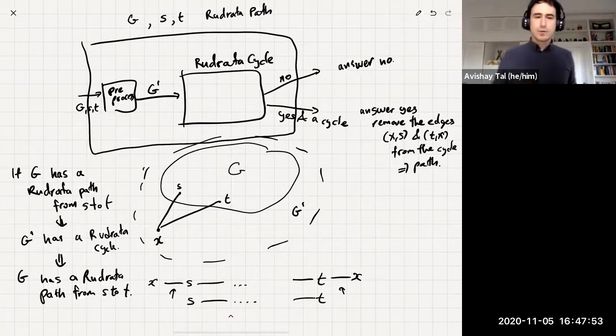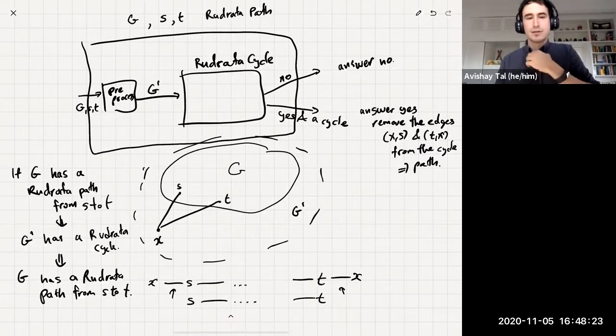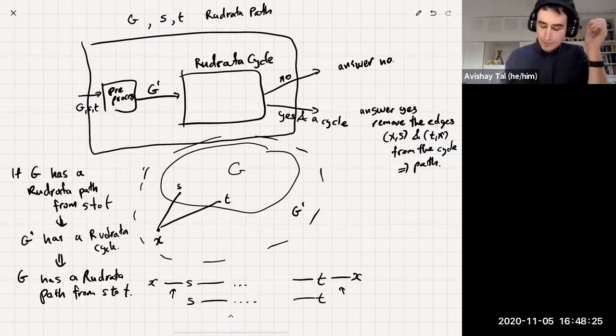Okay, so morally, what does it tell us? If we believe that solving Rudrata paths is hard, what do we get by that? We get that also solving Rudrata cycles is hard. Why is that? Well, if we have an efficient algorithm for cycles, we also have an efficient algorithm for paths, right? Because we can just take pre-processing, the efficient algorithm for cycle, and post-processing.